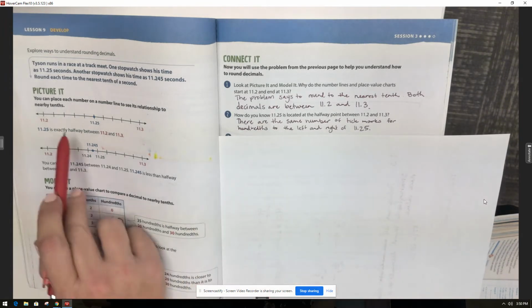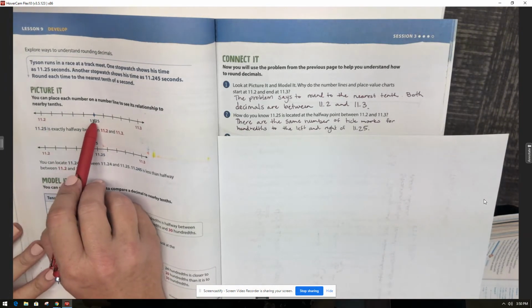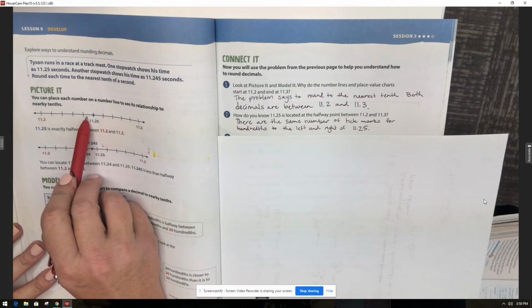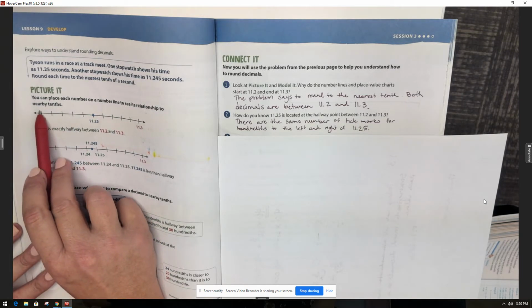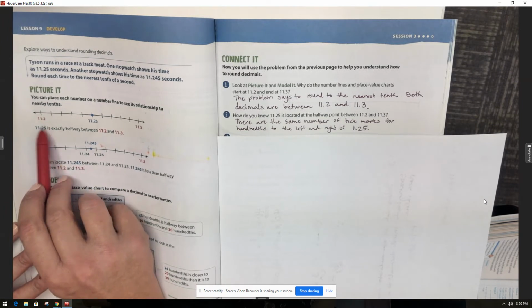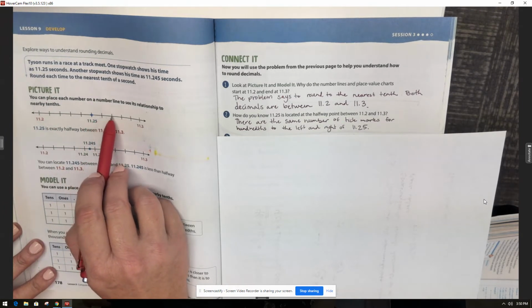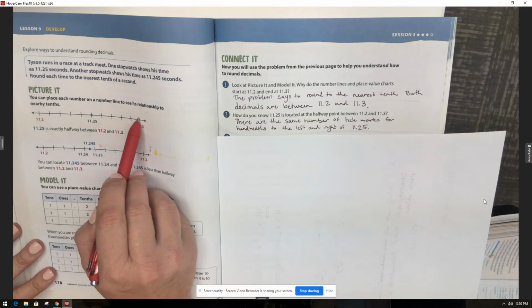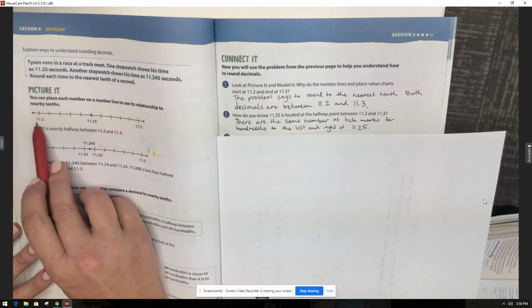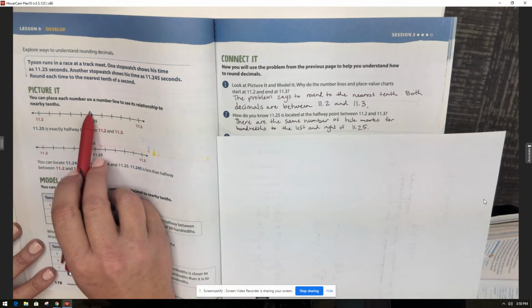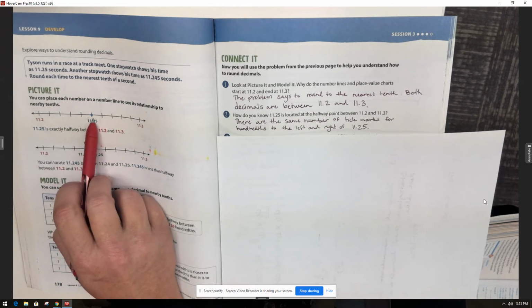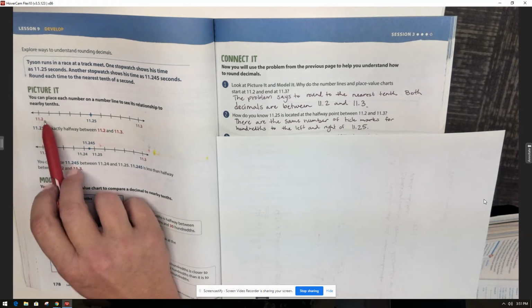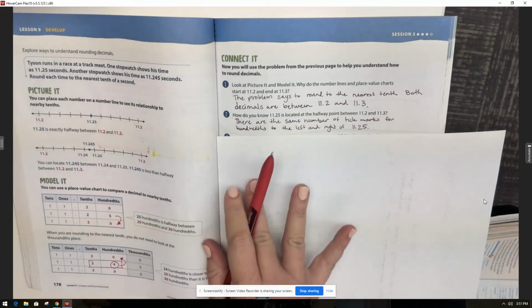So if we look over here, we've got 11 and 25 hundredths. To the left, we have 1, 2, 3, 4, and then we could count this, 5 tick marks. To the right, we have 1, 2, 3, 4, 5 tick marks, which takes us to our tenths. So we can see that 11 and 25 hundredths is exactly in the middle of 11 and 2/10 and 11 and 3/10.